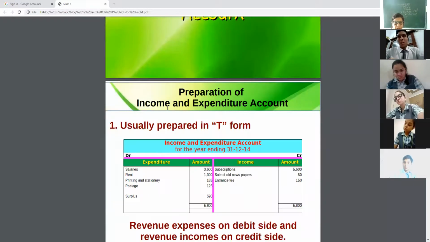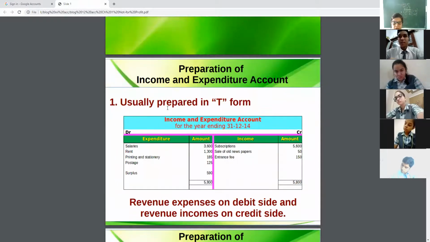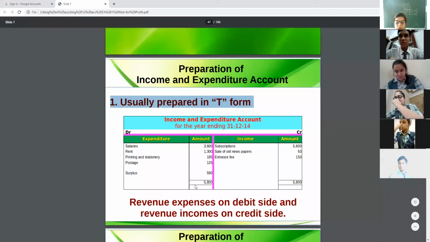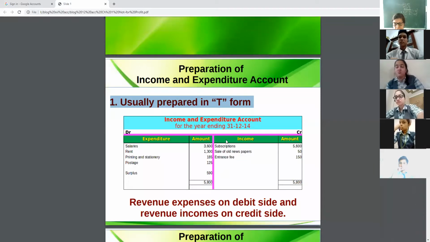Now, preparation of income and expenditure account. See, my dear children, income and expenditure account is usually prepared in T form, T-shape account. In class 11, I explained you T-shape. T-shape means no need to make that date column. Okay, expenditures and income. Debit side is for expenditure, credit side is for income.